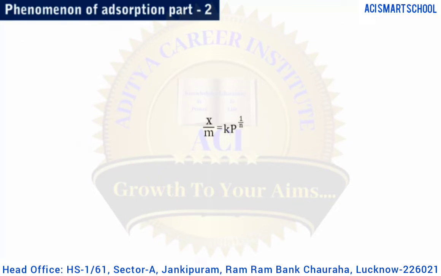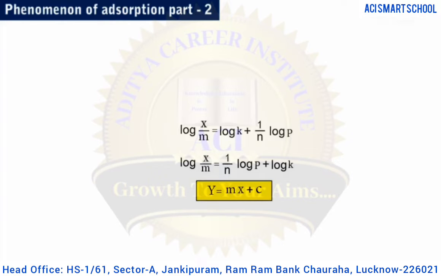The Freundlich adsorption isotherm can be validated by taking the logarithm of the isotherm equation. Taking logarithm of both the sides, the equation becomes log x by m equal to log k plus 1 by n log p. This equation corresponds to the equation of a straight line, y is equal to mx plus c.